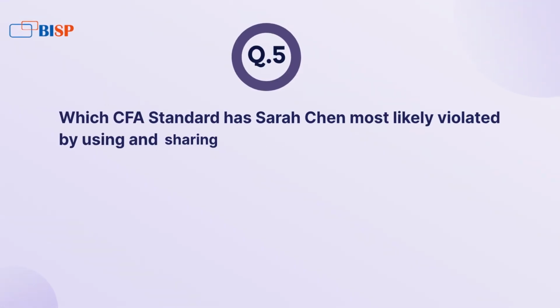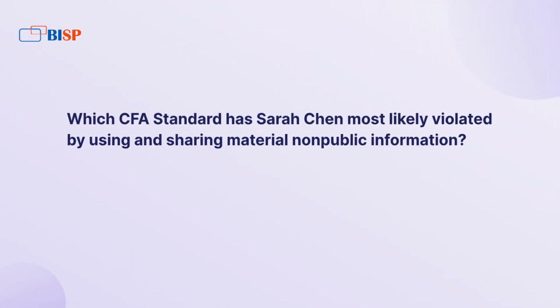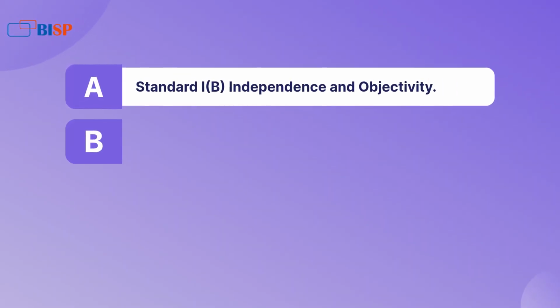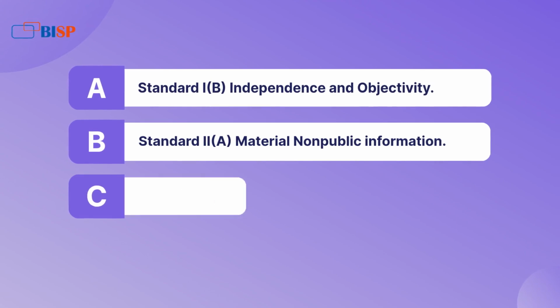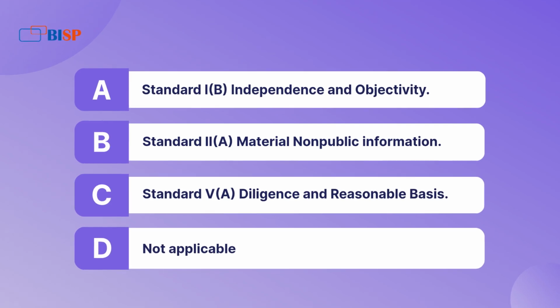Question number 5. Which CFA standard has Sarah Chen most likely violated by using and sharing material non-public information? A. Standard I.B. Independence and objectivity. B. Standard II.A. Material non-public information. C. Standard V.A. Diligence and reasonable basis. D. Not applicable.